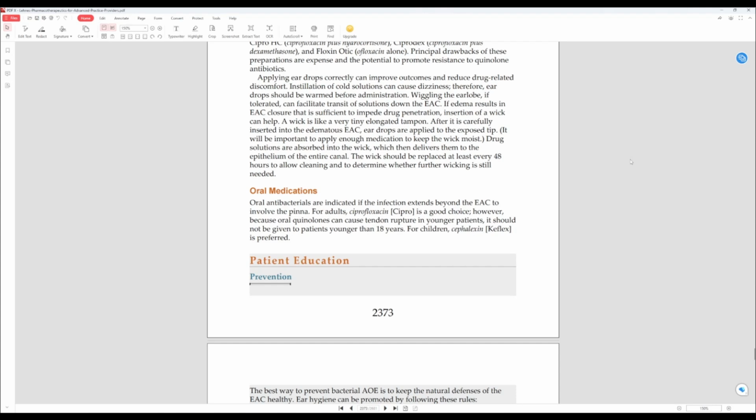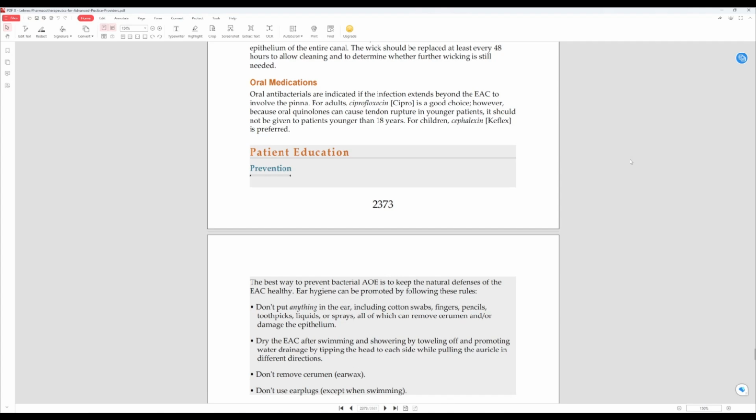If edema results in EAC closure that is sufficient to impede drug penetration, insertion of a wick can also help. A wick is like a very tiny elongated tampon. After it is carefully inserted into the edematous EAC, eardrops are applied to the exposed tip. Drug solutions are absorbed into the wick, which then delivers them to the epithelium of the entire canal. The wick should be replaced at least every 48 hours to allow cleaning and to determine whether further wicking is still needed.